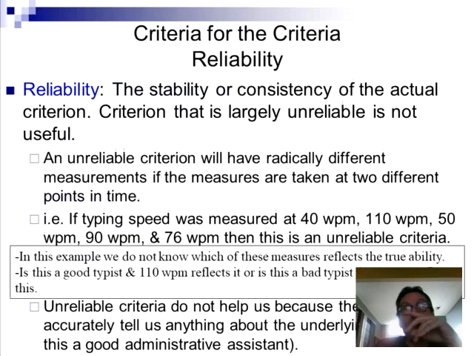But check out this one. Let's say, for example, I gave somebody a typing test and they measured 40 words per minute. 110, 50, 90, 76. It's unreliable. We learned about reliability in topic 2 a little bit, okay? The problem is what is an accurate measure? Is 40 an accurate measure of this person's true ability and therefore they're a bad typist? Or is 110 an accurate measure of their true ability and they're an excellent typist?